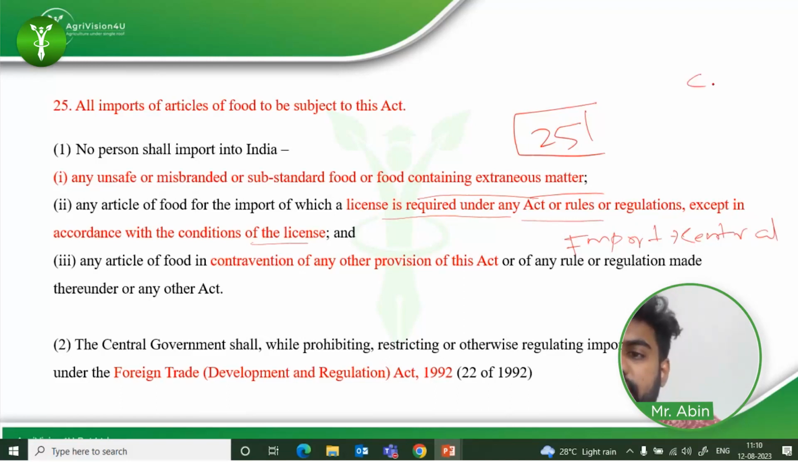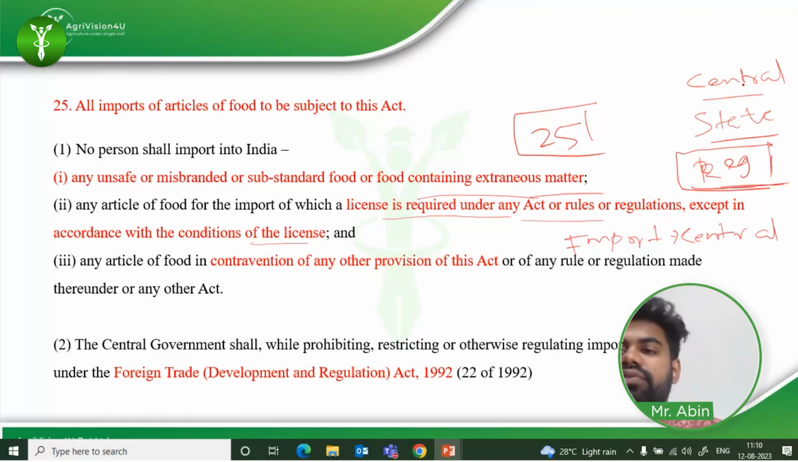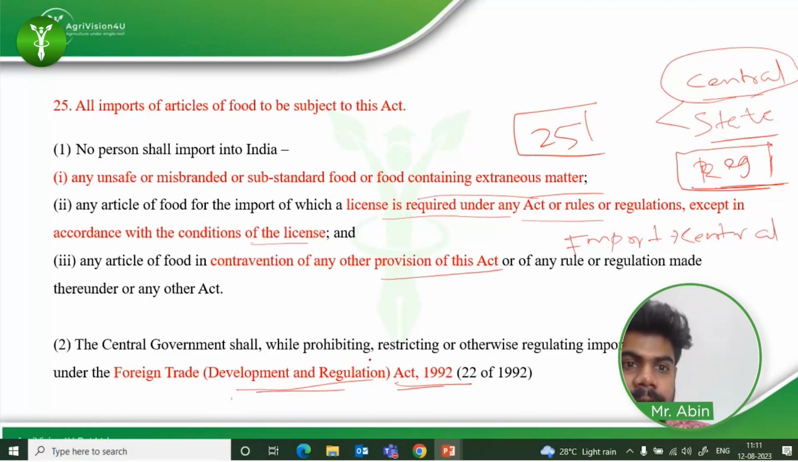There will be three kinds of licenses: central and state, and registration. Registration will also be at the state level only, for FBOs with turnover of less than 12 lakhs. This is a basic criterion. So these will be predominant, and import comes under the central license category. Any article of food in contravention of any other provision of this act is also prohibited from import into India. And the central government shall, while prohibiting, restricting, or otherwise regulating import of articles of food under the Foreign Trade (Development and Regulation) Act 1992, this will also come into the picture.